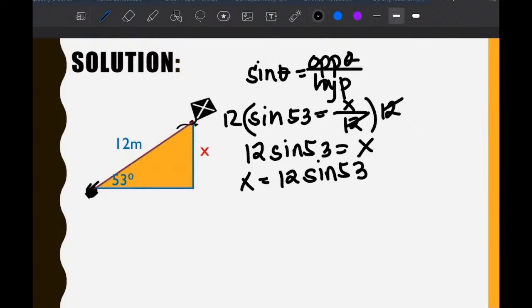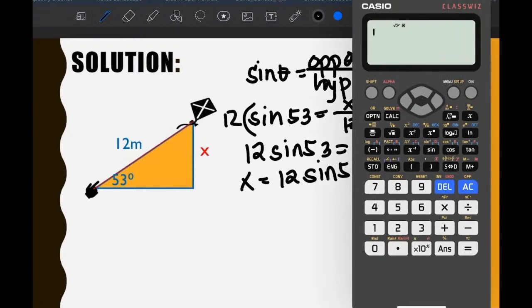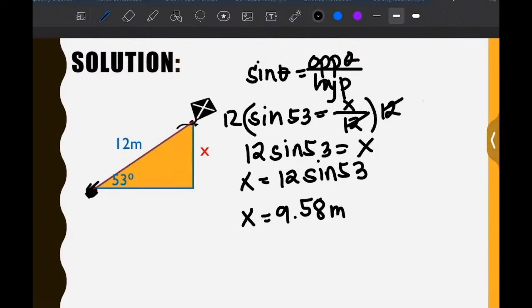We then use our calculator. 12 times sine 53 degrees. So we have x equals 9.58 meters. We rounded it off to the nearest hundredths. So the height of the kite from the hand that holds the string is 9.58 meters.